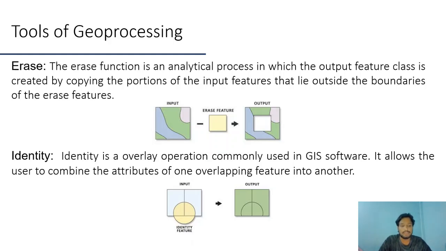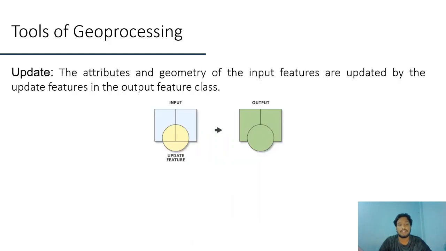And the next one is identity. Identity is an overlay operation commonly used in GIS software. It allows the user to combine the attributes of one overlapping feature into another. And last one is the update feature. The attributes and geometry of the input features are updated by the update features of the output feature class.